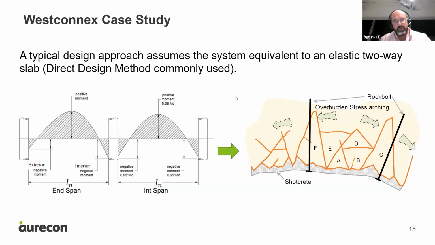So for example, the Australian design code AS 3600 or AS 5100, which is our bridge code here, will give you, for the type of arrangement we have here, that shift is about 0.65 going to negative bending and 0.35 going to positive bending. And that's what we used to do.